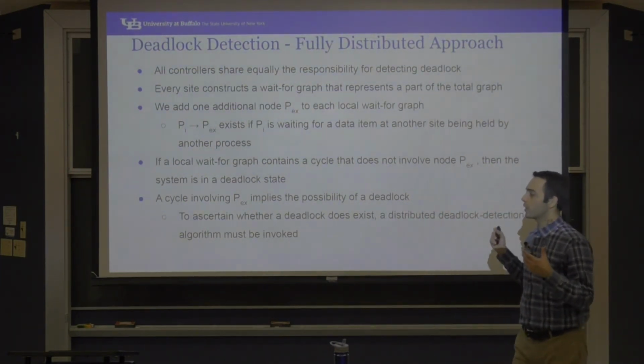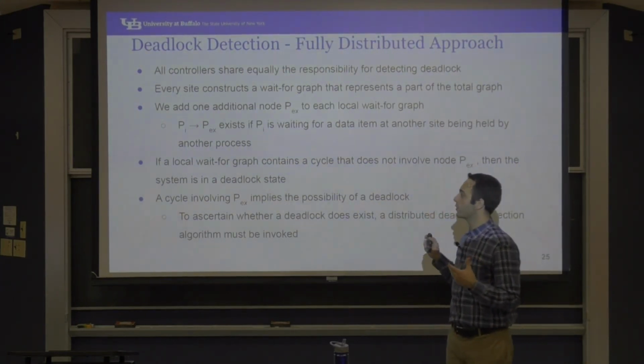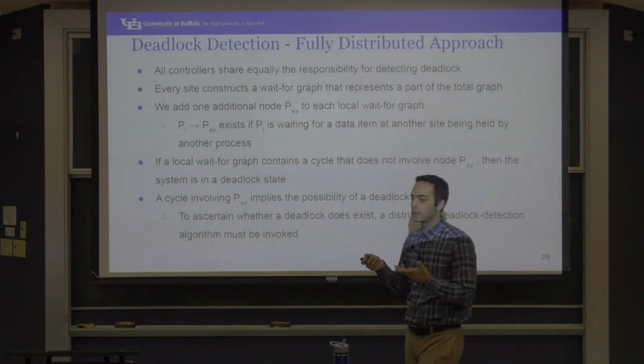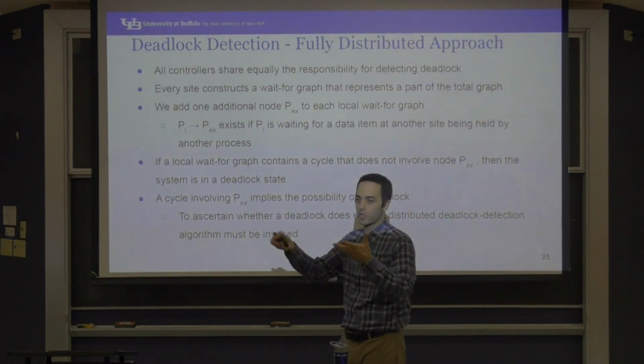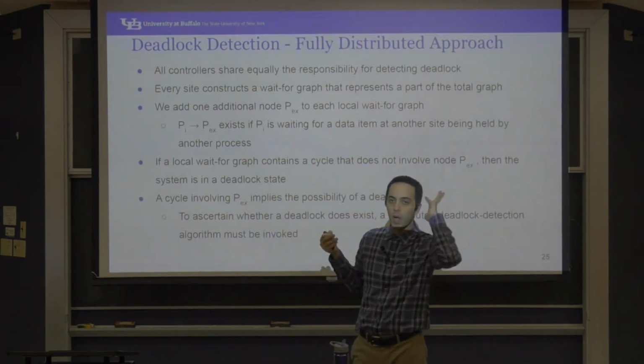And now each of the sites can invoke their own detection algorithm. If there is a cycle which does not have anything to do with PX, they already have the information about those processes. So P1, 2, and 5 have a cycle, and that's enough.